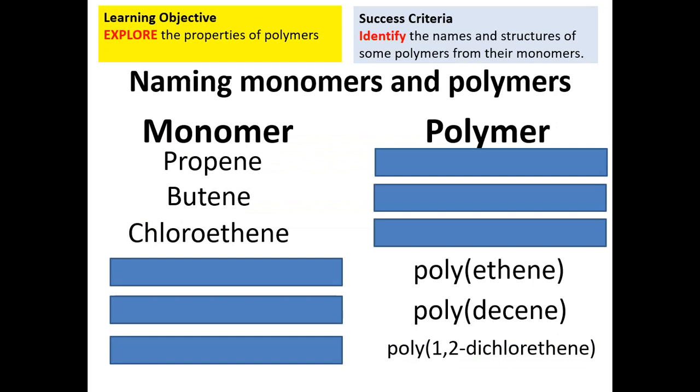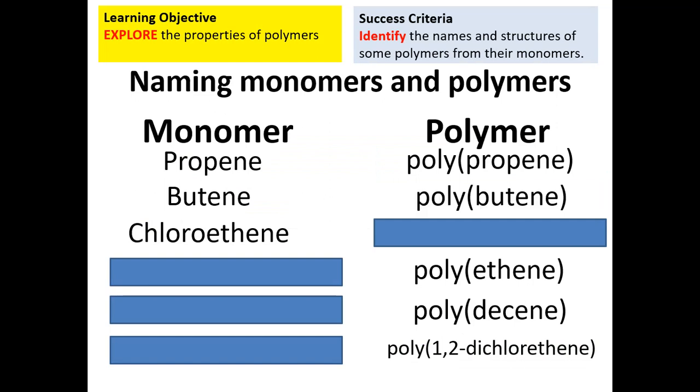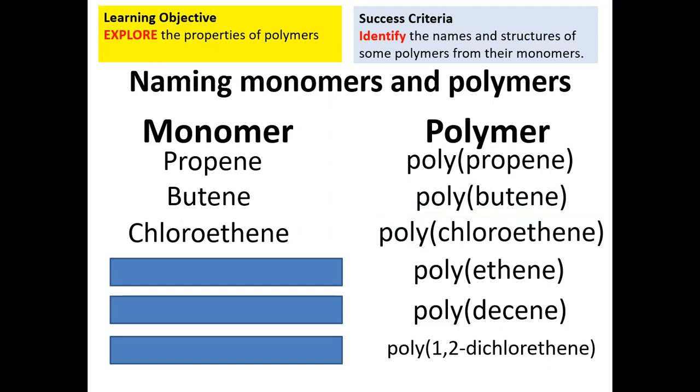So propene, hopefully you can remember that all you do is put the word poly in front of it. It becomes polypropene. Butene becomes polybutene. Chloroethene would become polychloroethene. So the monomer can be absolutely anything. It can be something you've heard of, something you've never heard of, and the thing that is repeating goes in brackets and the word poly goes in front of it. Now, sometimes in an exam, they're not too bothered about the brackets, but it is good practice to put it in there because the brackets mean, just like when you're drawing the diagrams, that that's the repeating unit.